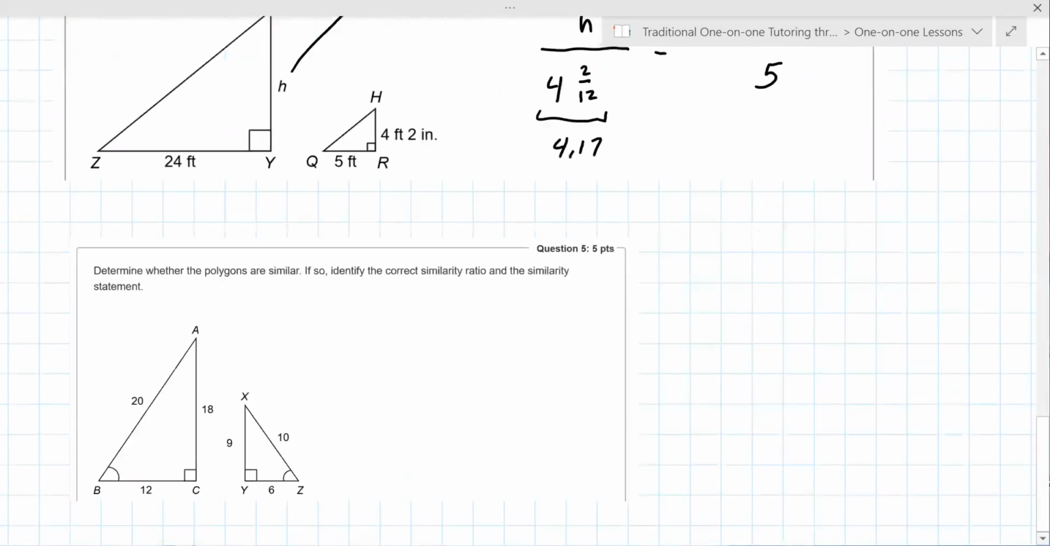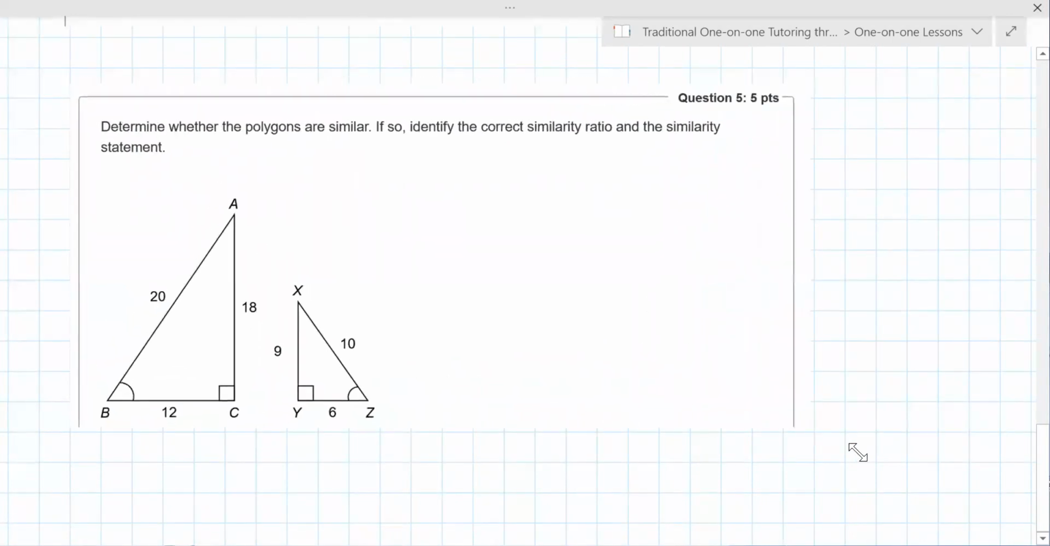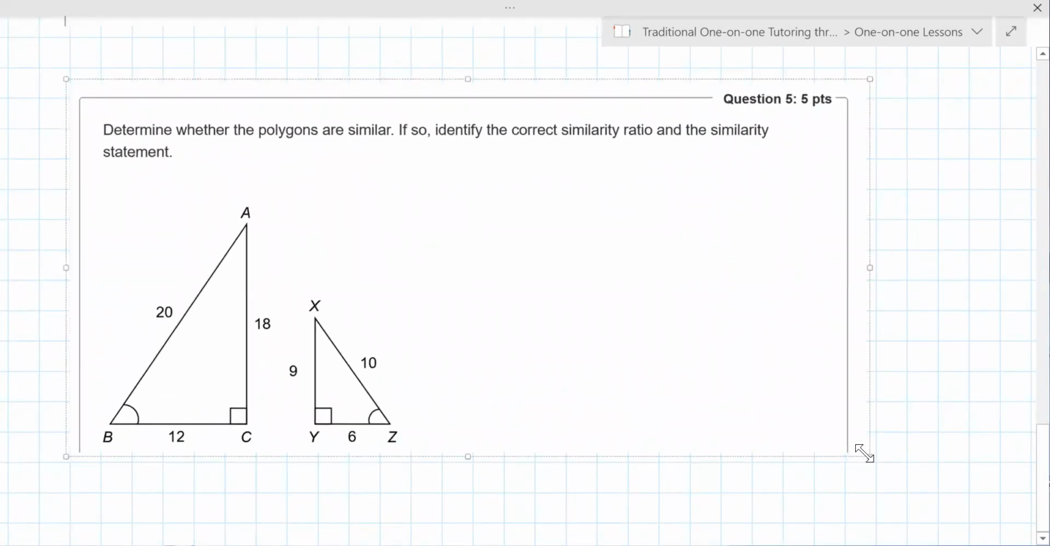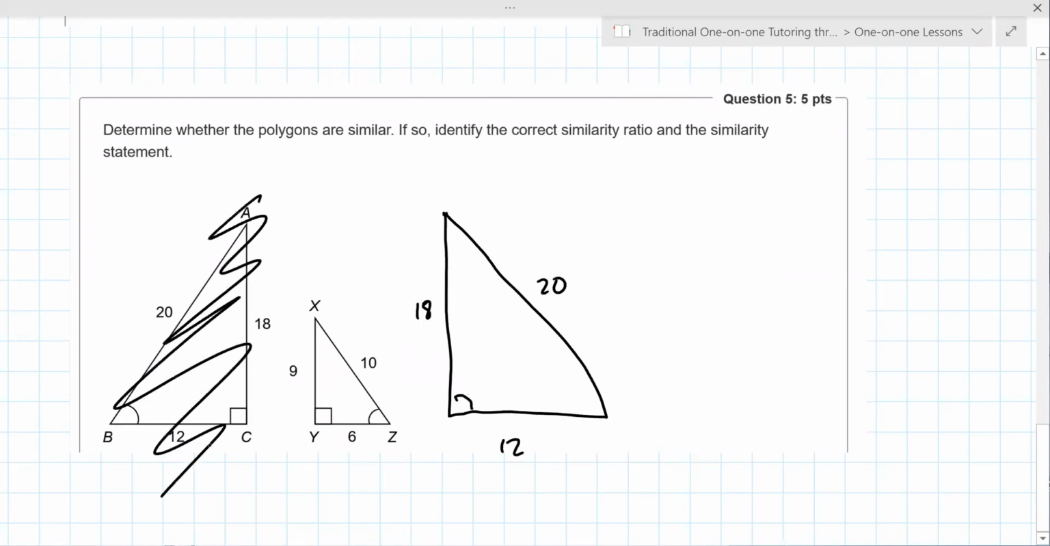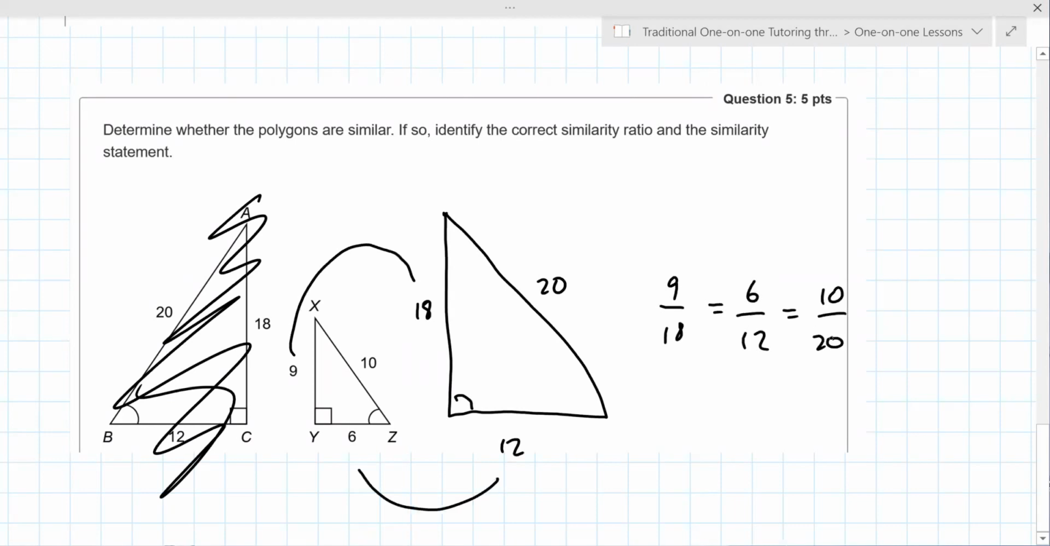So the next question basically wants to figure out, are they similar? The drawings are, the first big one is kind of in the wrong place. That's 20, that's 18, and that's 12. And you have to set up all the proportions. So is 9 over 18, these two, the same as 6 over 12, these two, the same as 10 over 20? No, they're not. Are you sure?